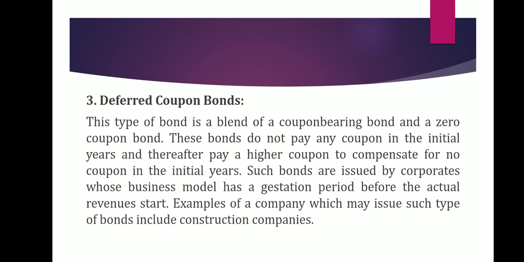Deferred coupon bonds. This type of bond is a blend of coupon bearing bond and a zero coupon bond. These bonds do not pay any coupon in the initial years and thereafter pay higher coupon to compensate for no coupon in the initial years. Such bonds are issued by corporates whose business model has a gestation period before the actual revenue starts. Examples of a company which may issue such type of bond include construction companies.